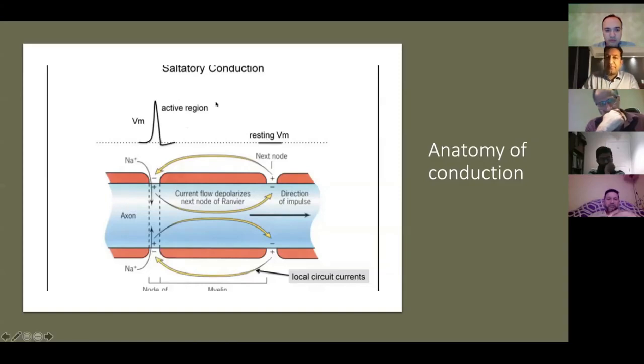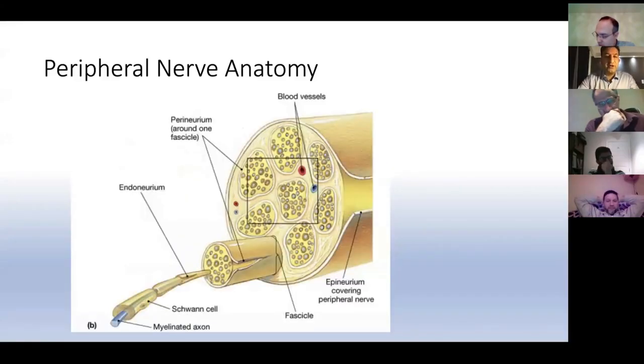It's not that the impulses jump, it's that you get passive decay of the impulse. So it essentially acts as a capacitor. An impulse is, a circuit is being sent between the different nodes of Ranvier. So that's just a very quick aside. I wanted to mention that because that's a question I have seen asked in the exam and it's not answered very well. So just going back to peripheral nerve anatomy, at a macroscopic level, the nerve is surrounded by a number of coverings which you need to know about.